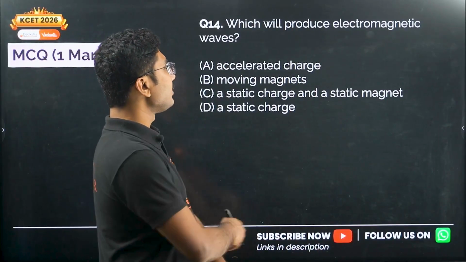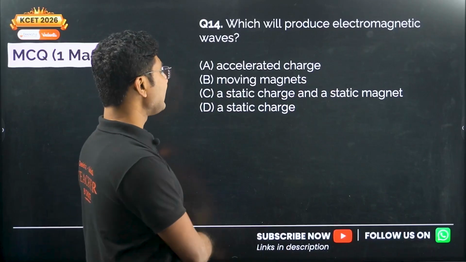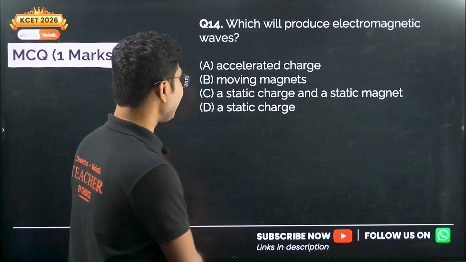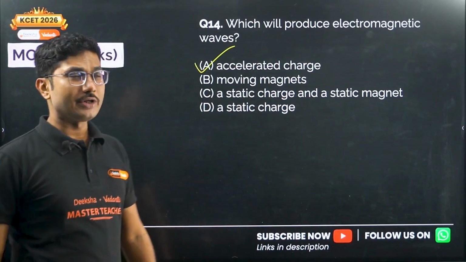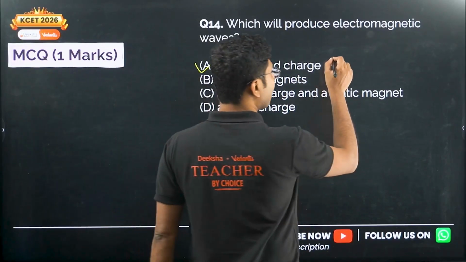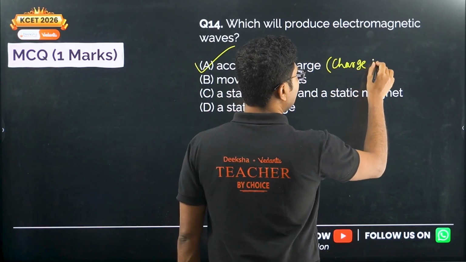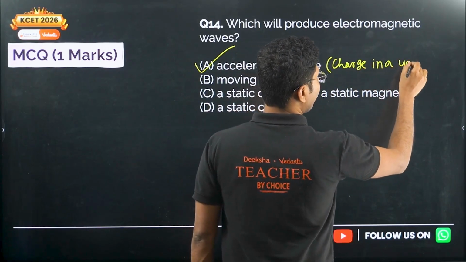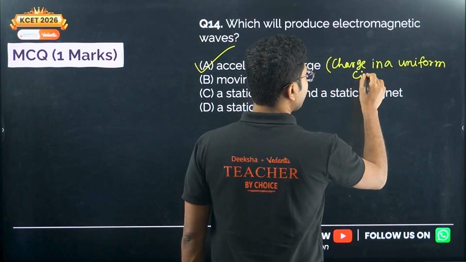Which will produce electromagnetic wave? Accelerated charge, moving magnets, a static charge, a static magnet? Only accelerated charge can produce electromagnetic waves. There is an alternative way, charge in a uniform circular motion.